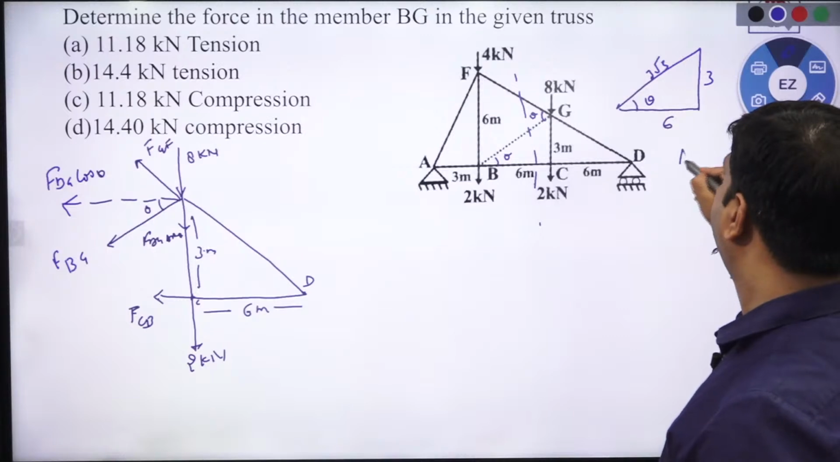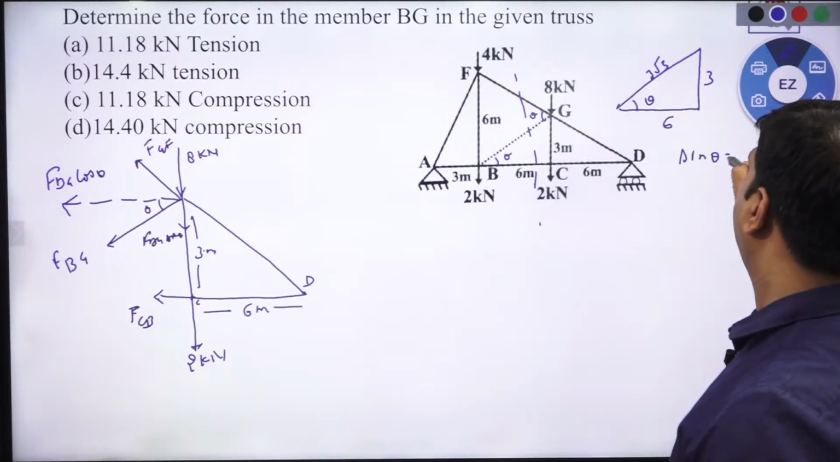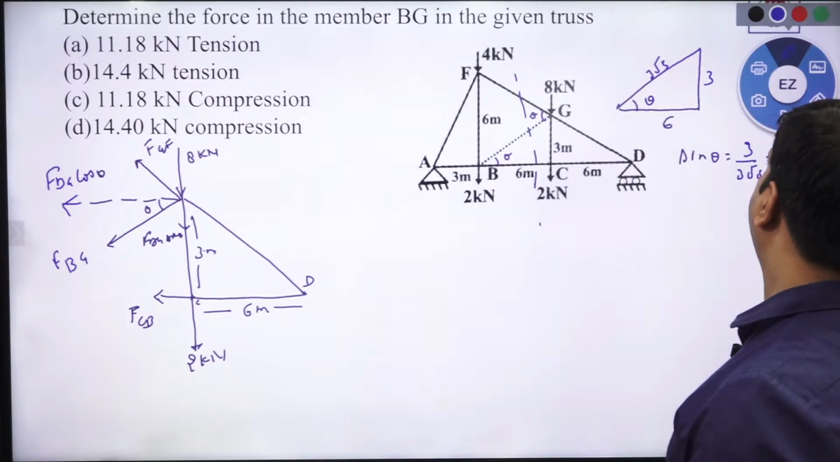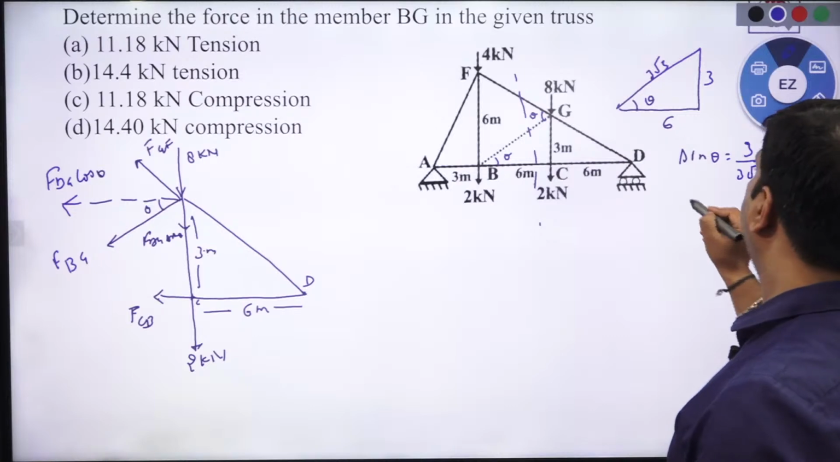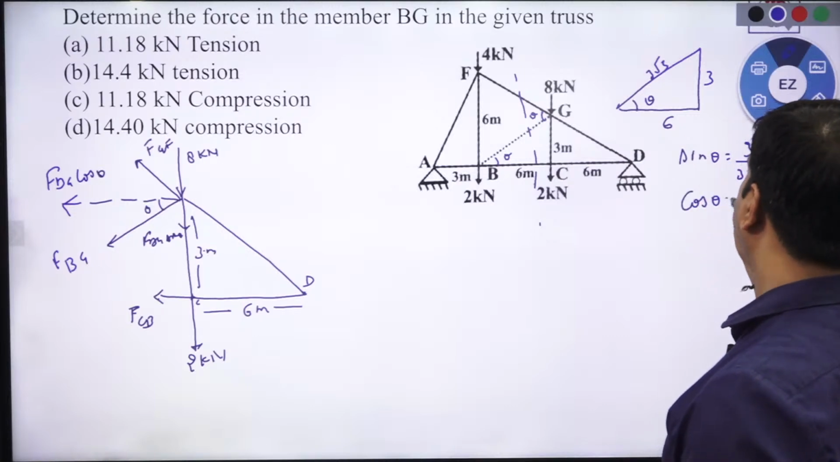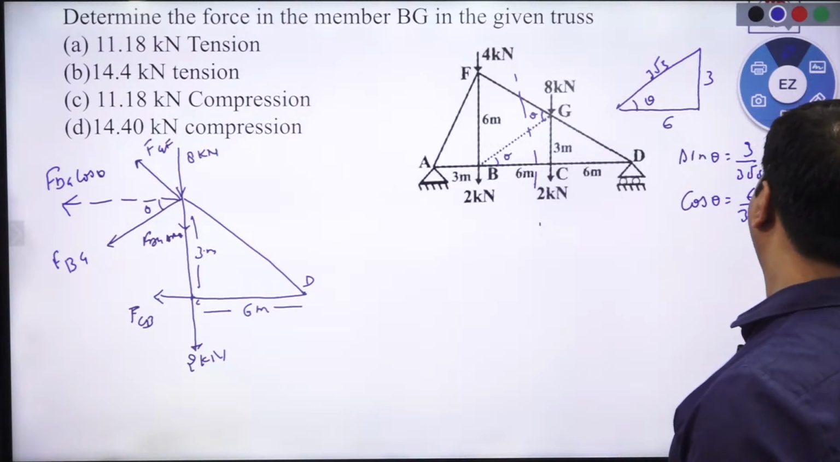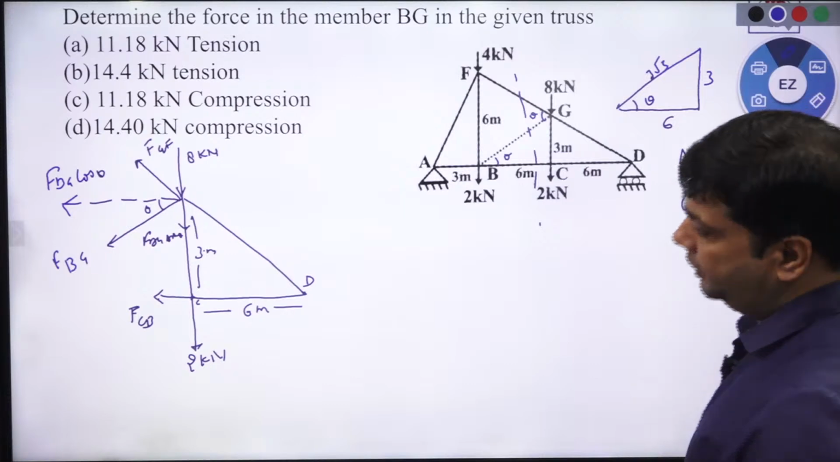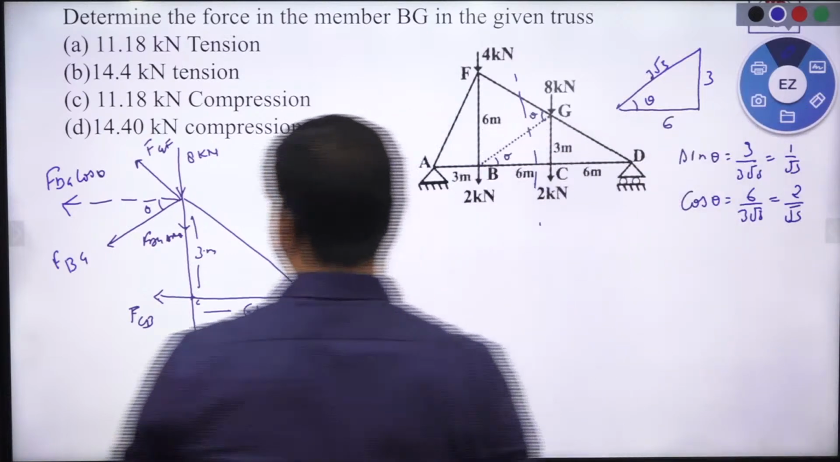Okay, so the sin theta value is equal to 3 by 3 root 5, that is 1 by root 5. If I find the value of cos theta, that is 6 by 3 root 5, which is equal to 2 by root 5. Okay, so now you have all things.